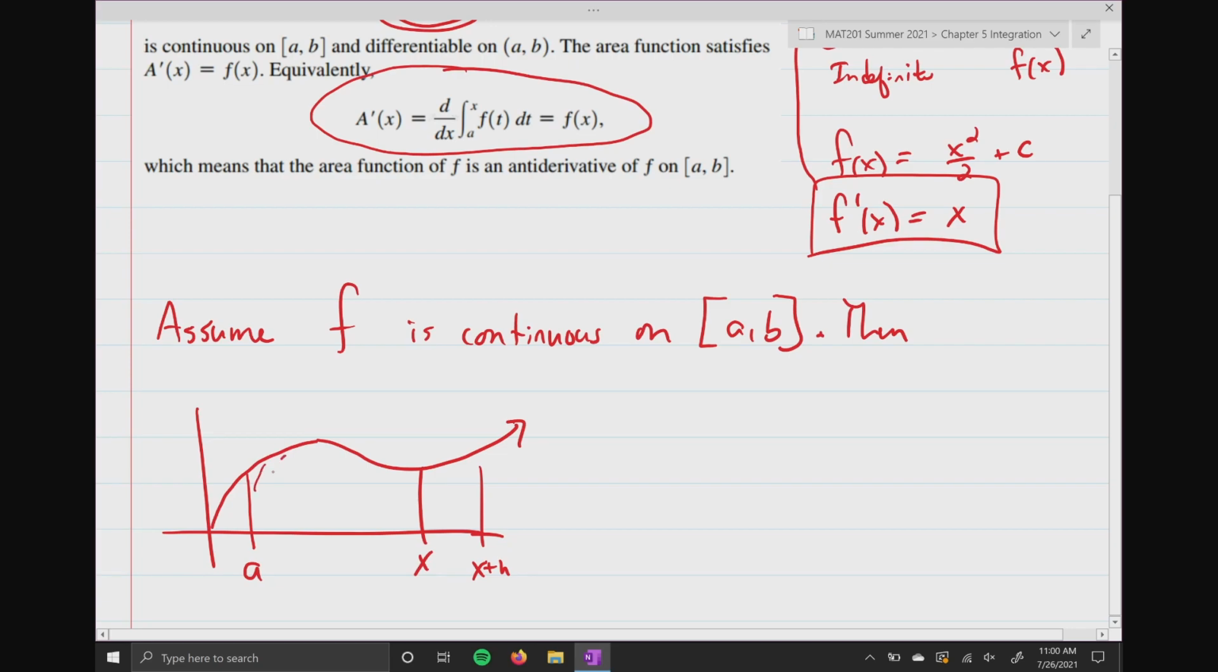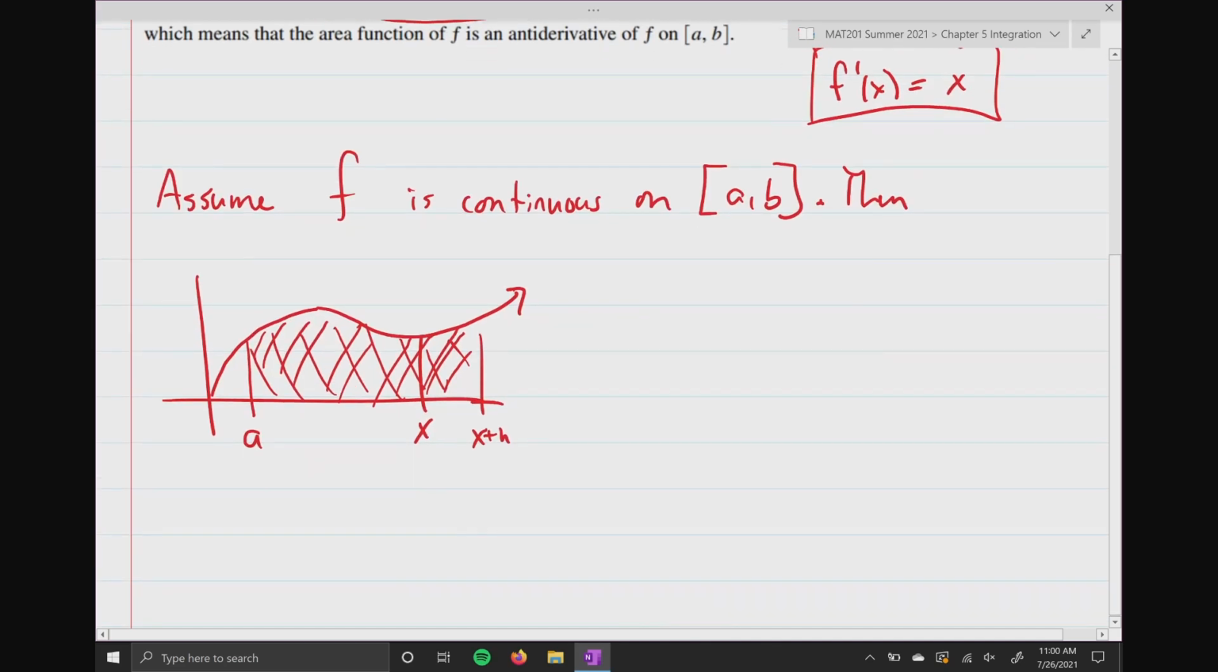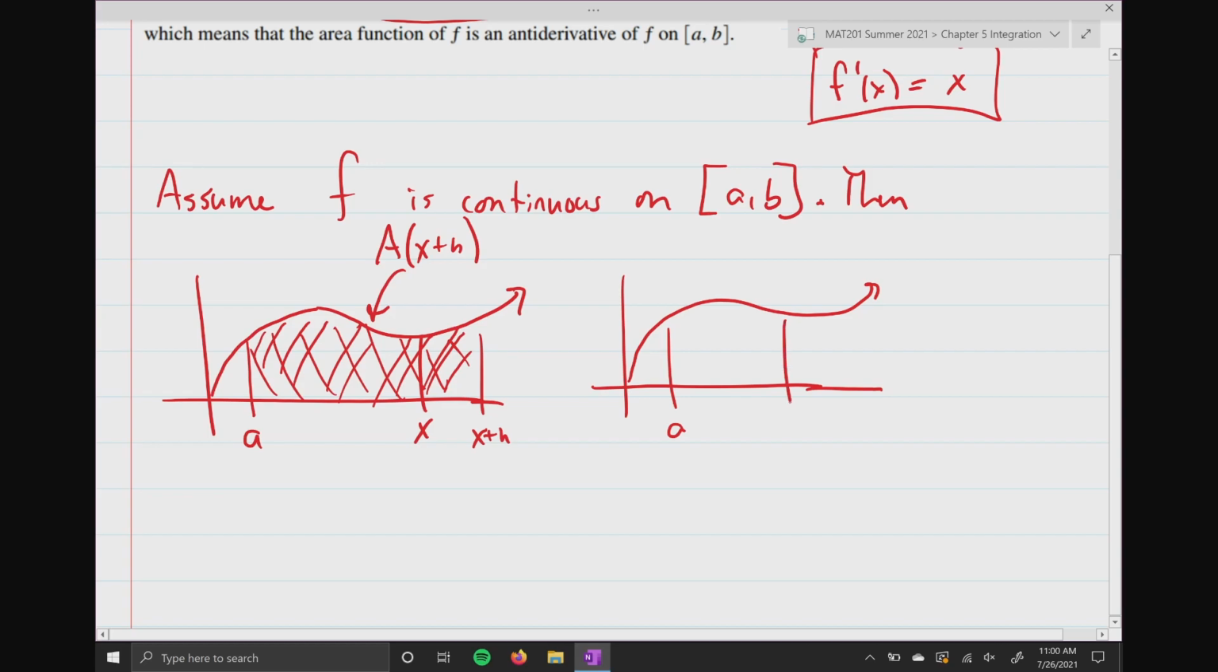So if I wanted to find this area underneath the curve here, this entire area is going to be the area of a to x plus h. Now, in a second picture, same function. This area right here is just the area between a and x. Now, that would be the area of a to x.